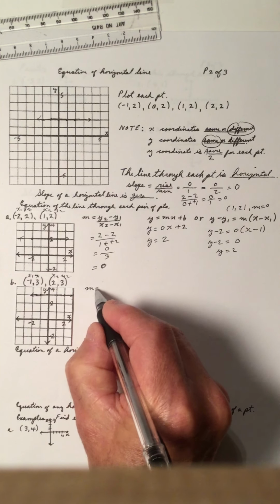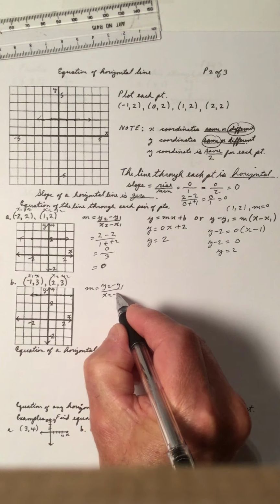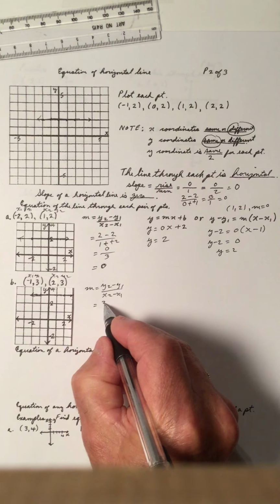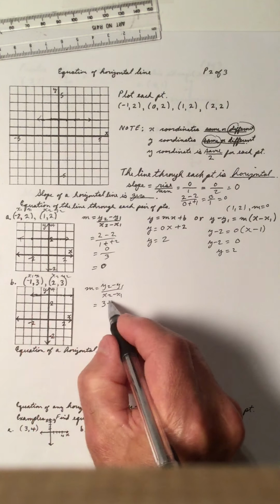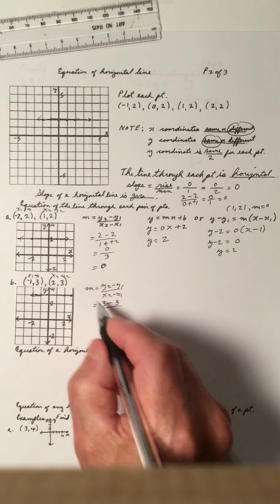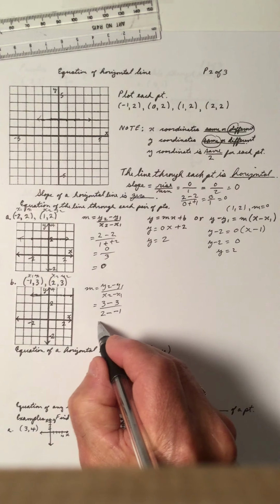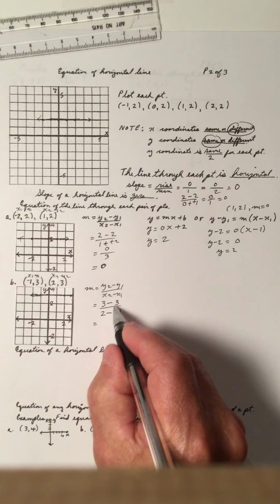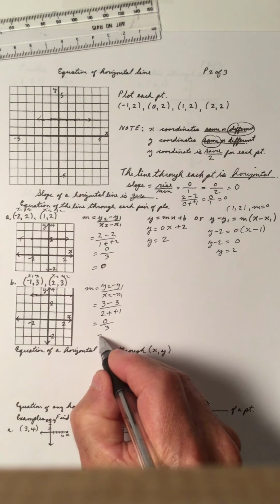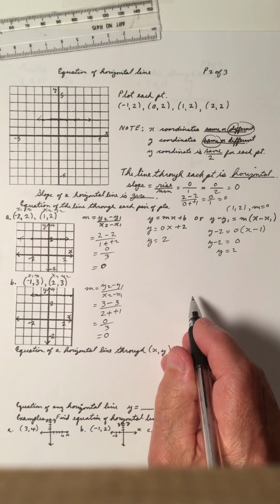So the slope formula is y2 minus y1 over x2 minus x1. And y2 is a 3 minus y1 is a 3, over x2 is 2 minus negative 1. So that's 3 minus 3 is 0. Double negative is positive, over 3. So we get a slope of 0. 0 over 3 is 0.